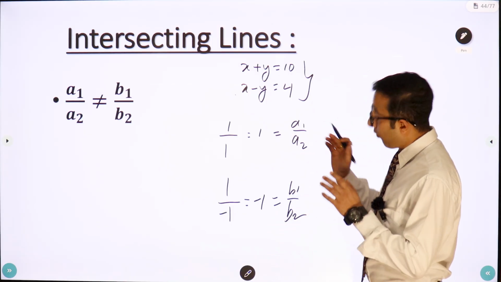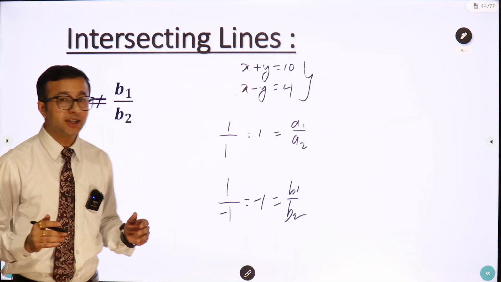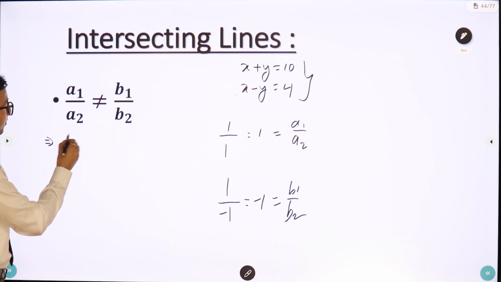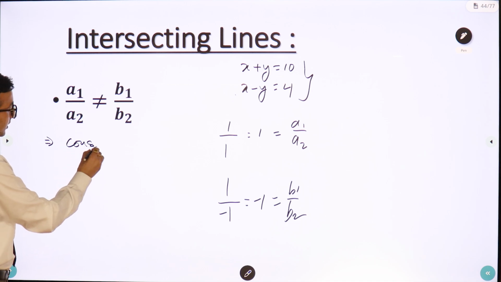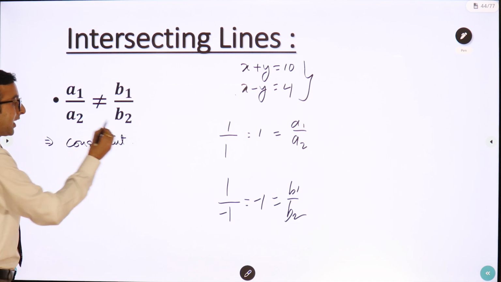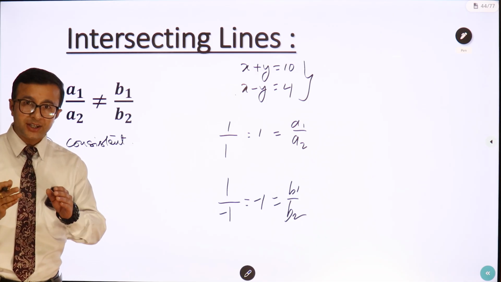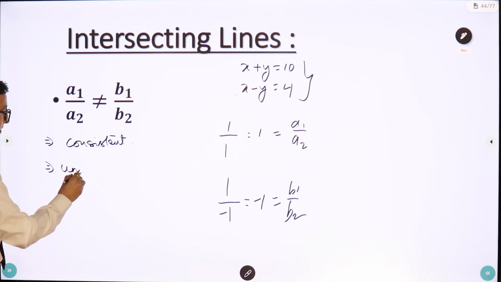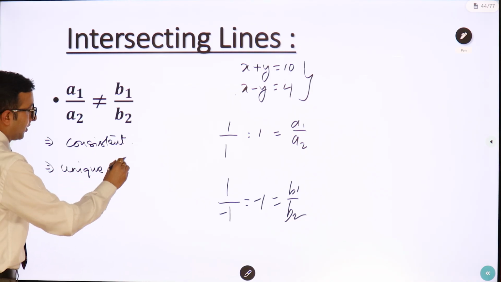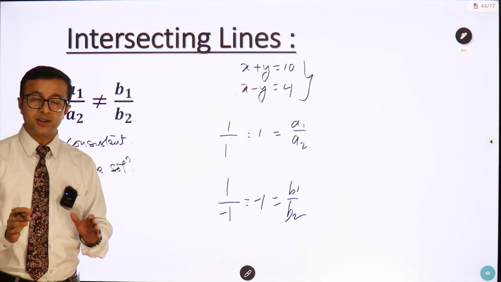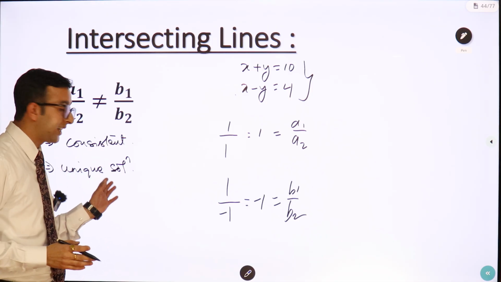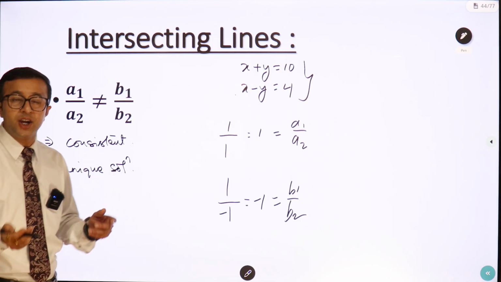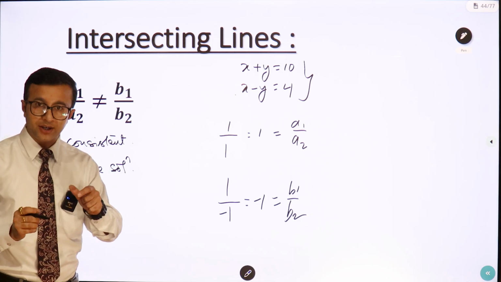Clear or not? Now, if the lines are intersecting, then we say that they are consistent. Not only that, if two lines intersect, they intersect at a point. That means we will have a unique solution. So in the case of a system of linear equations representing intersecting lines, we will find a unique solution. It means that two lines will intersect only at a point.